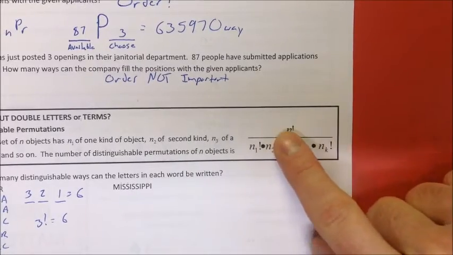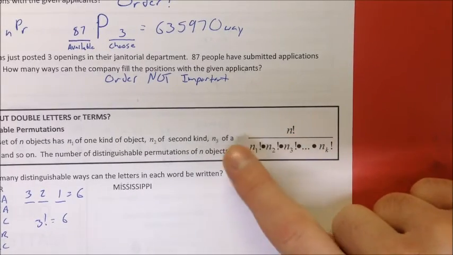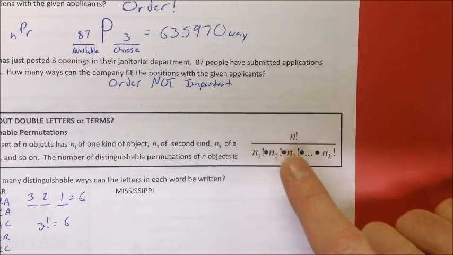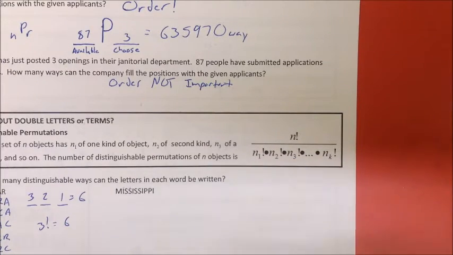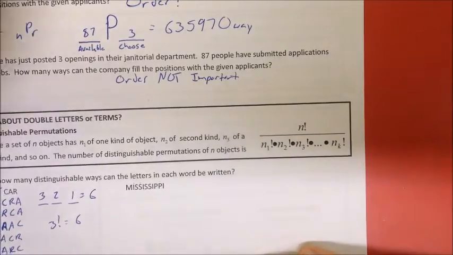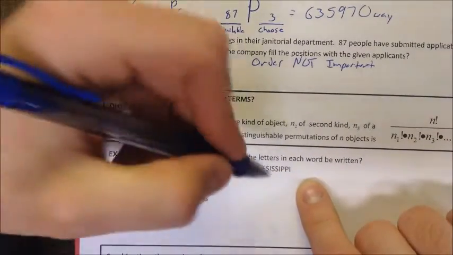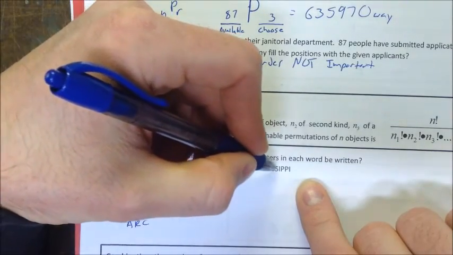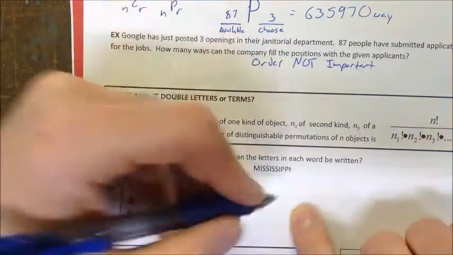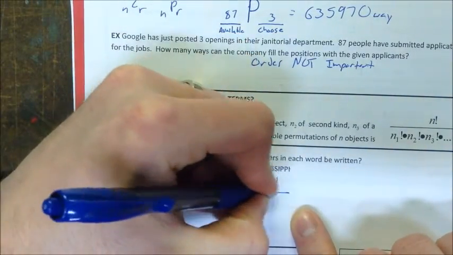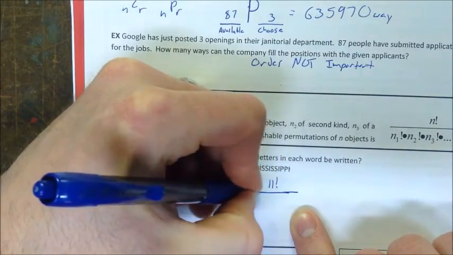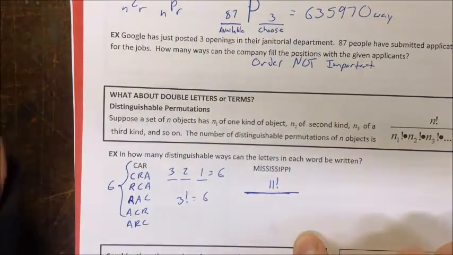What you do is you use the number of letters on top, and then if you have any repeats, you're going to put them down in the denominator with their own factorials, and you write the number of times the letter appears. So let's do it for this Mississippi word. How many letters are in the word Mississippi? 1, 2, 3, 4, 5, 6, 7, 8, 9, 10, 11. There are 11 letters in the word Mississippi. A lot of them are used more than once, but there are 11 in total.